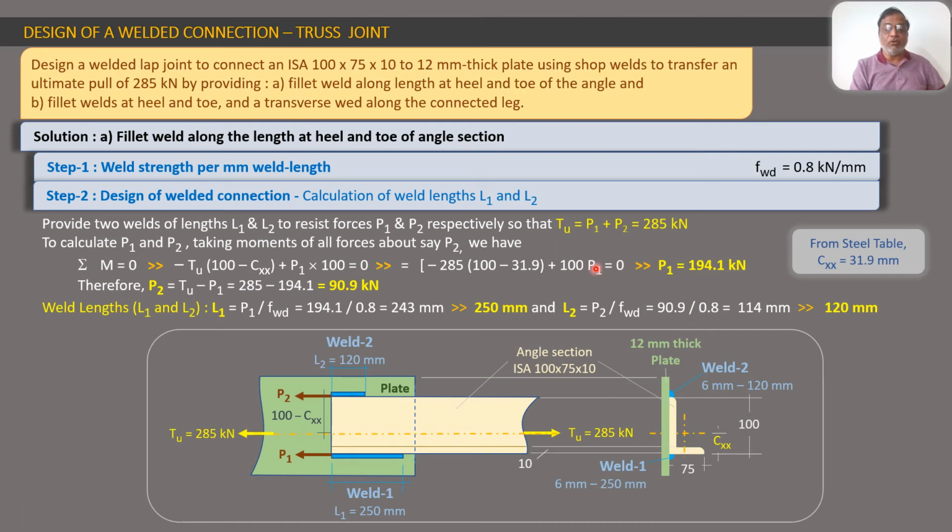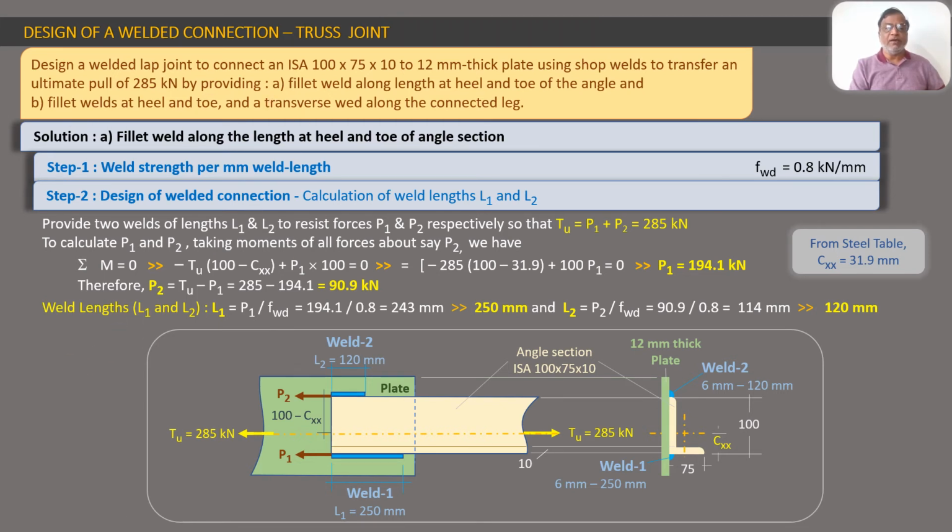So this is how this welded connection is now completely designed. The forces P1 and P2 are calculated by taking moments in such a way that their resultant will pass through the TU, or the centroidal axis of the angle, and therefore you will not get any moments or any eccentricity for the connection. So that was part A of the problem.